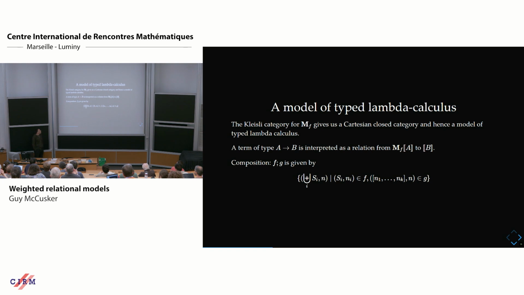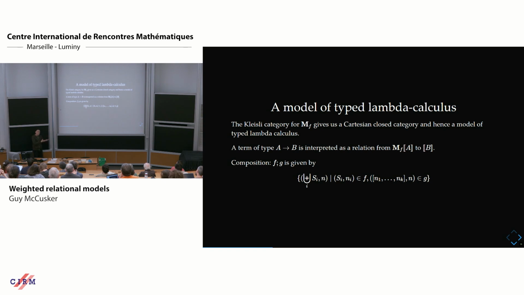So the Kleisli category for this comonad, and I'm definitely not going to call that a co-Kleisli category for two reasons. One is I don't think you should put co in front of people's names. That seems a bit rude. And the other is if you look at Kleisli's paper, it's actually about comonads, which is quite fun. Anyway, this gives us a Cartesian closed category, and so you have a model of typed lambda calculus.